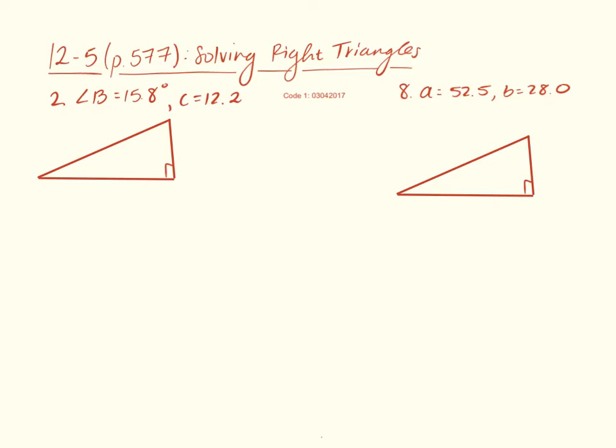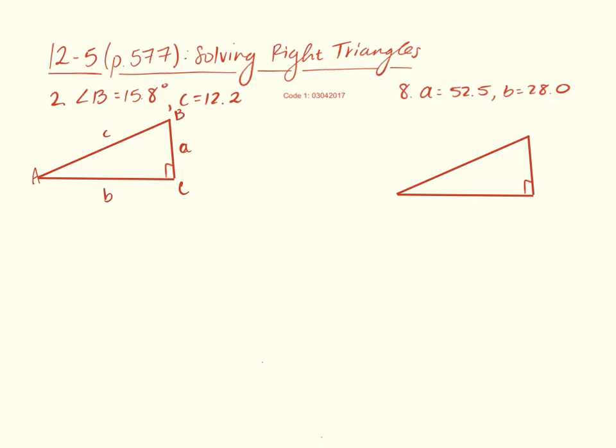Number 2 says that angle B is equal to 15.8 degrees and side C is equal to 12.2. So let's label. If you look at the triangle they gave you in the book, angle C will always be the right angle. So C is the hypotenuse. Angle A will be directly across from side C. So that means side A is opposite. And we've got side B and angle B.